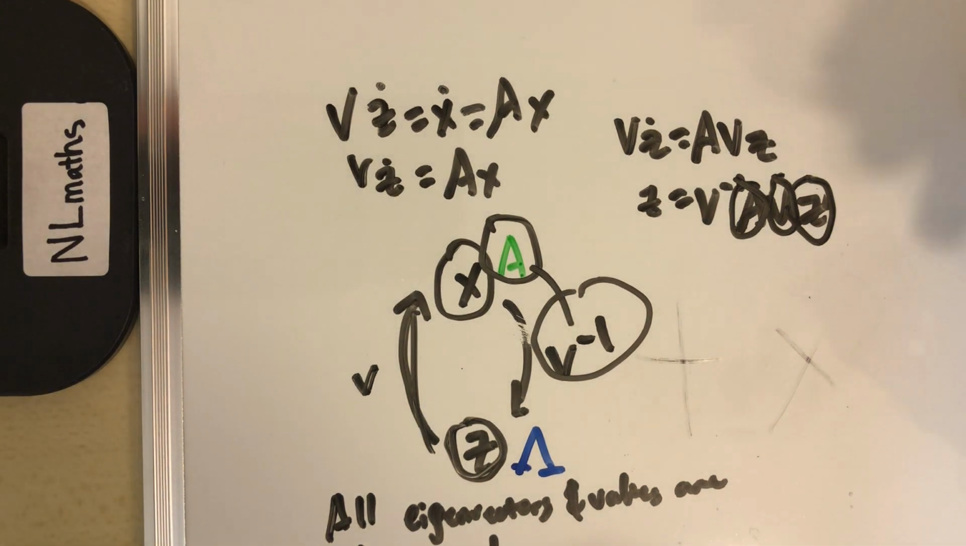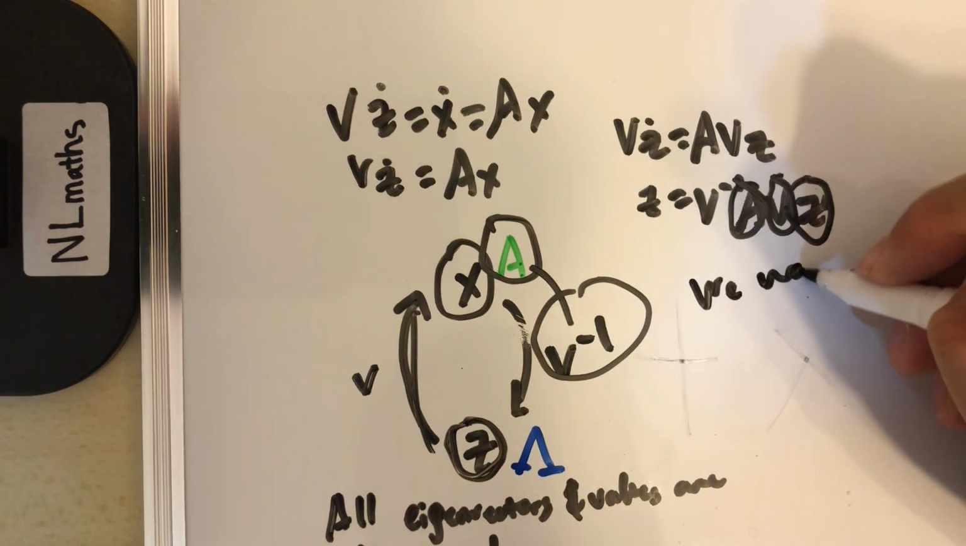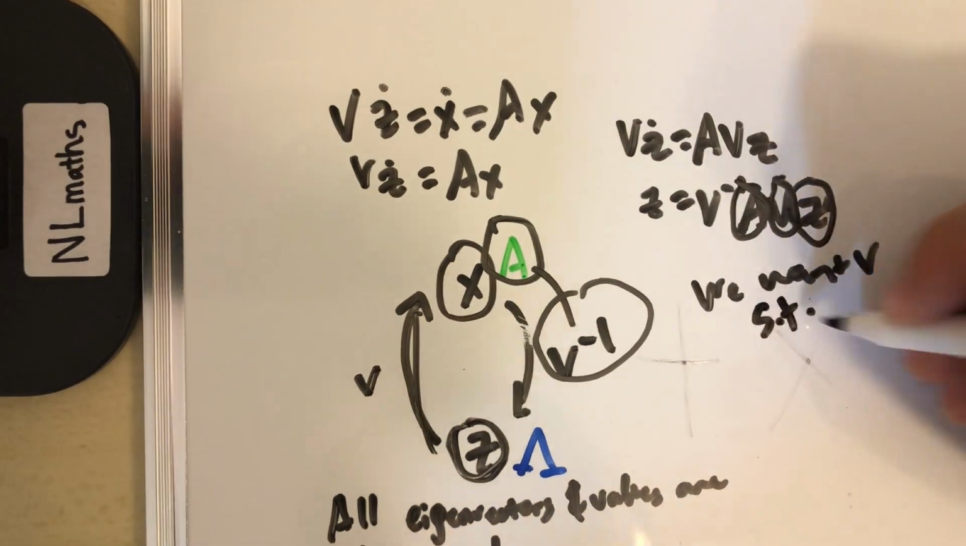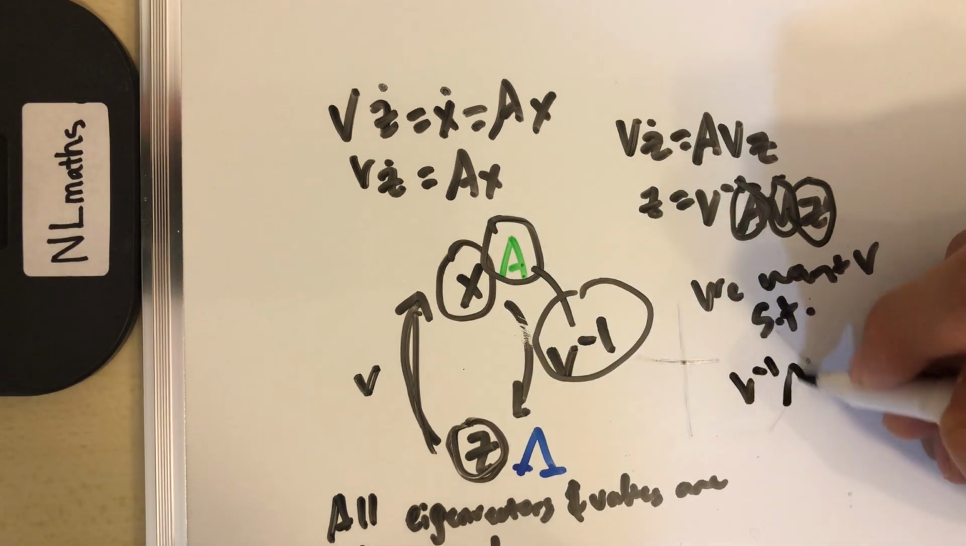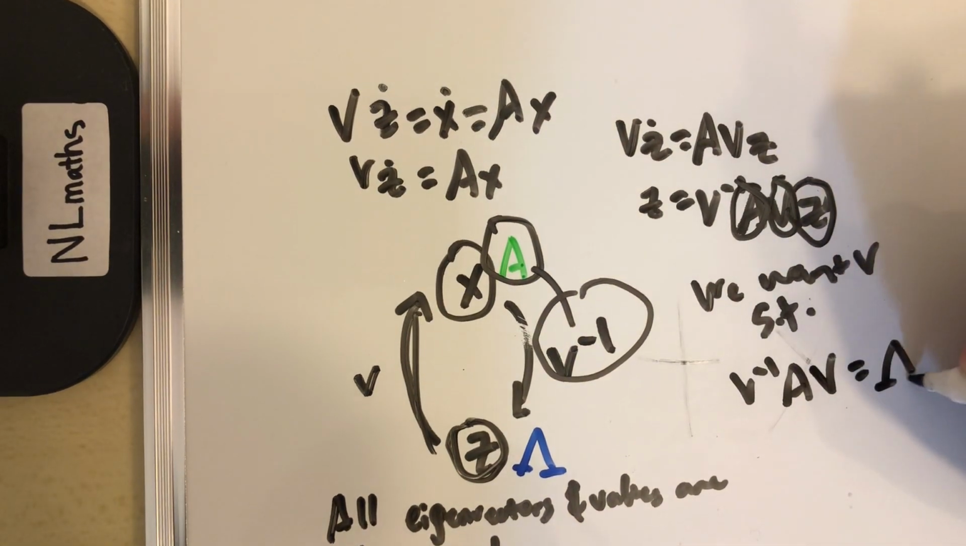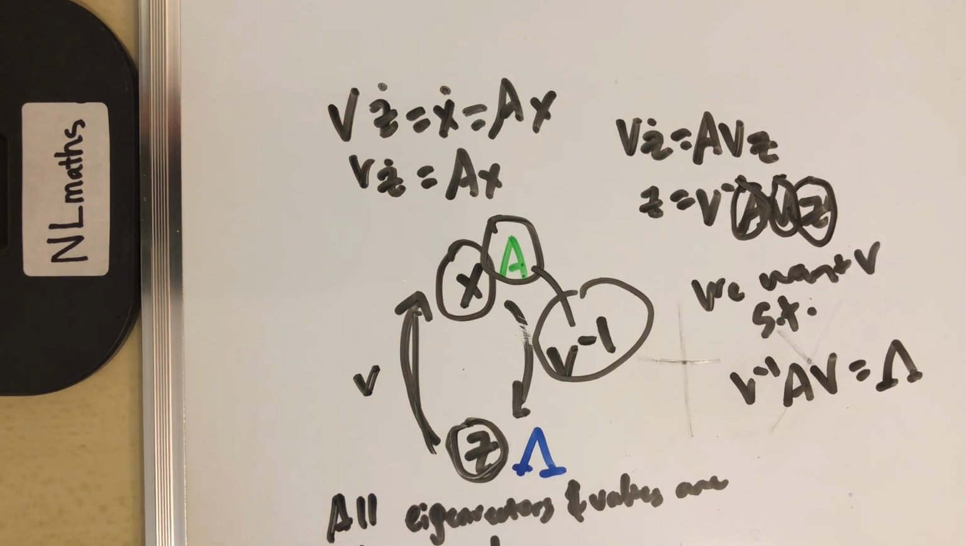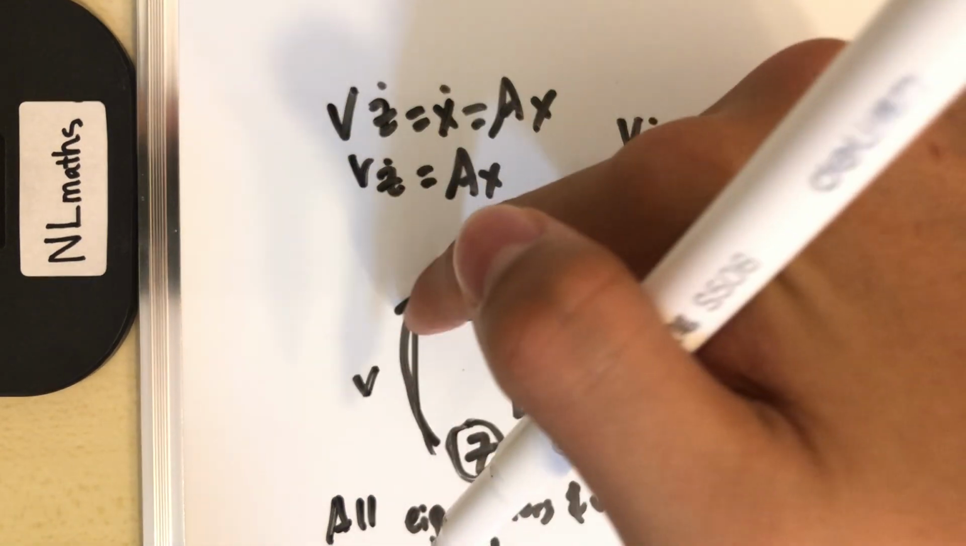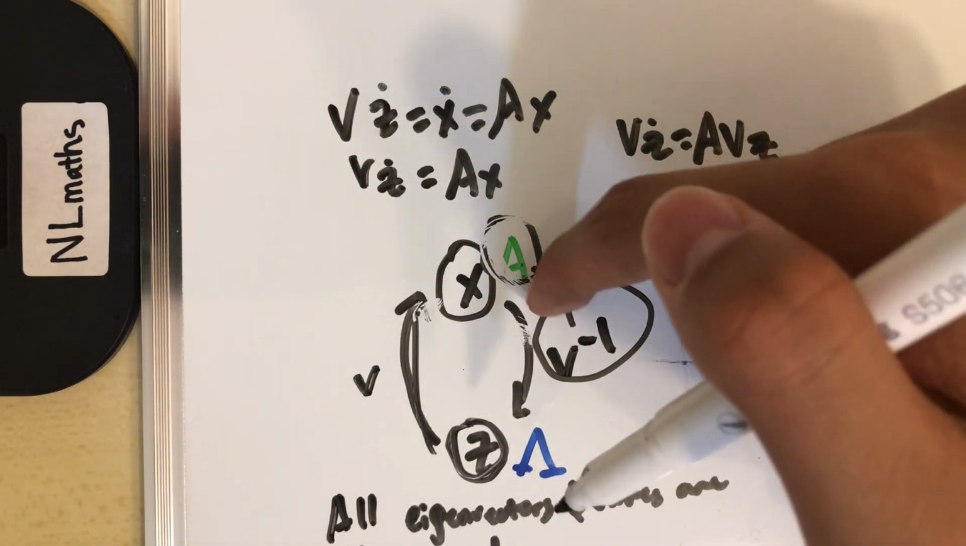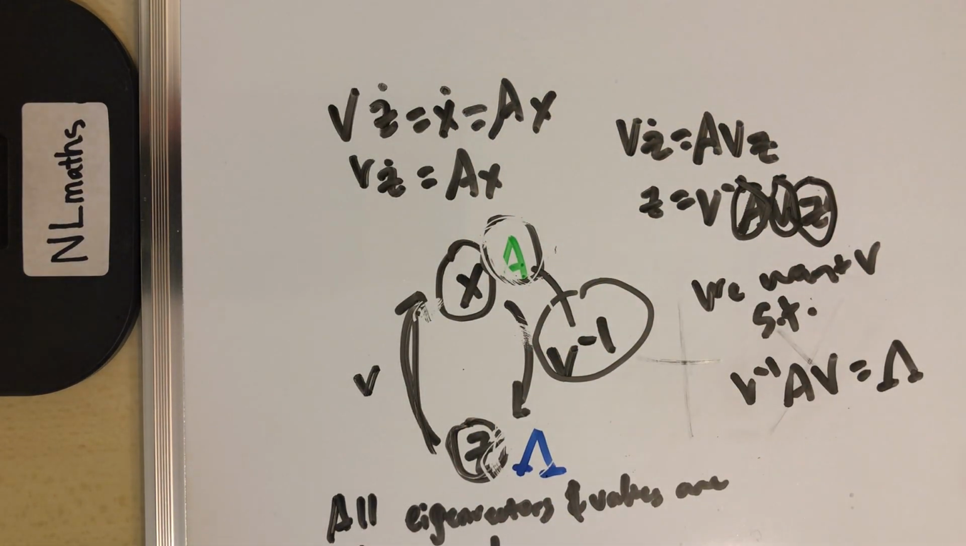Then we want V such that V inverse times A times V equals lambda. So if we do this transformation V, then we do this transformation A, then we go back, it should equal lambda. So V is the one that takes it to Z, where the eigenbasis is the important part. Okay, good. Okay, now what can we do? We can talk about how to construct V and lambda.